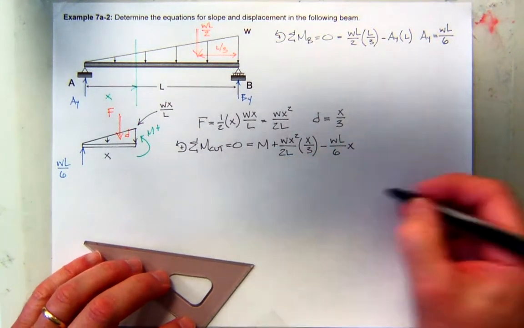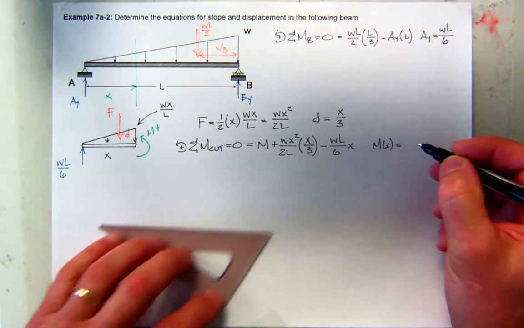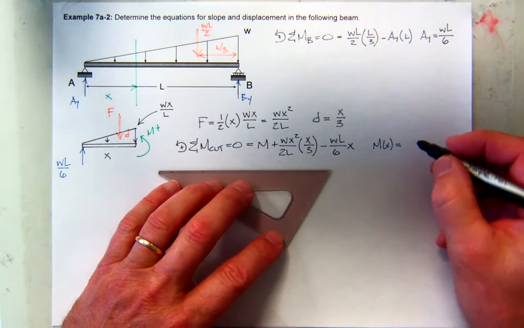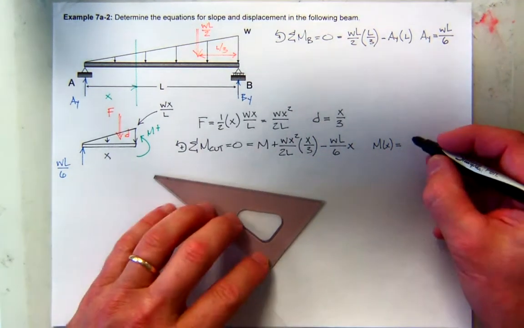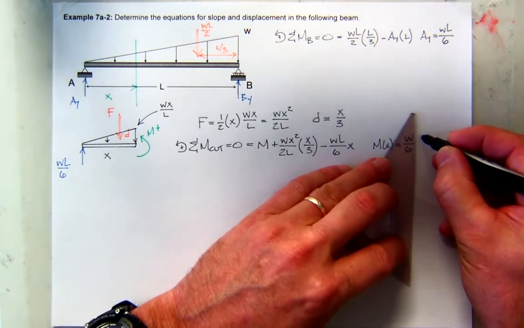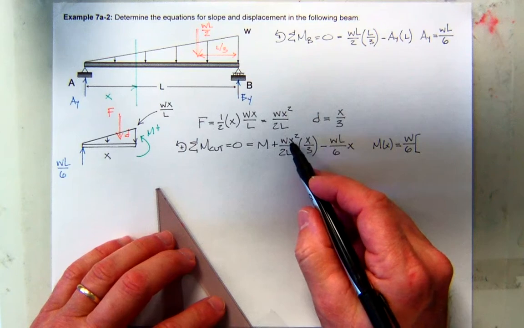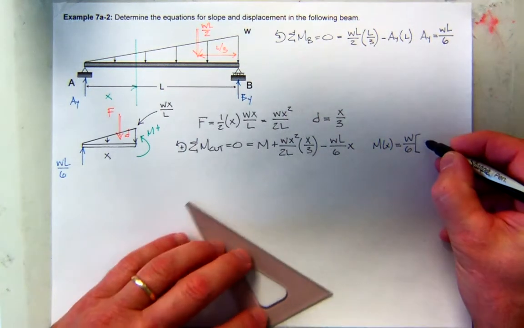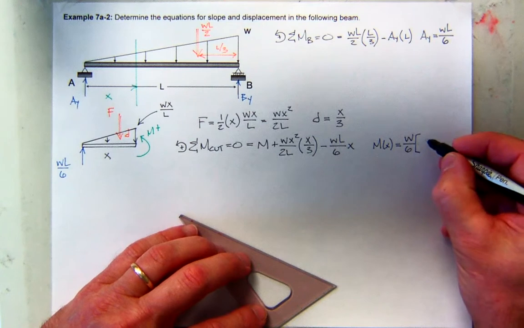So that tells me that my moment expression is equal to, let's see, I've got a W and I've got a 6. So I'll pull that out. What am I left with? Well, this first term looks like I've got x cubed over L. Is that right? Yeah, and that's negative.